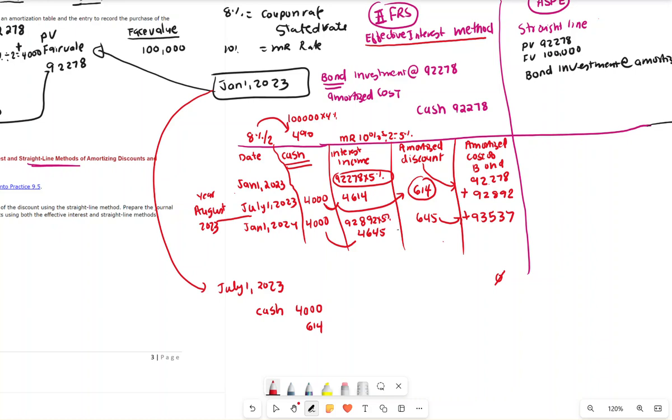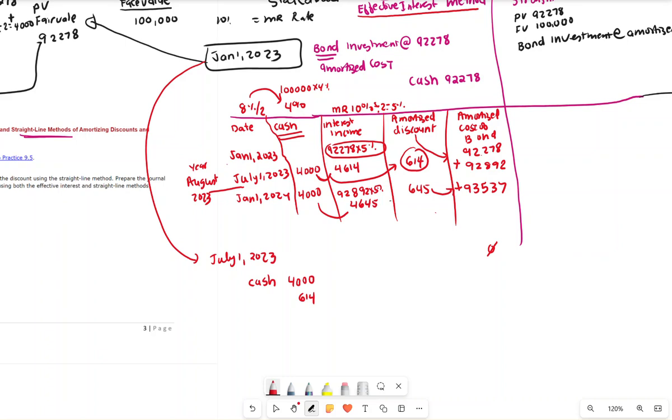Now bond is recorded at a present value. If you look at the amortized amount, needs to be increased to 100,000. So I will also have to debit bond investment at amortized cost, and that is my 614. And then what I'm going to credit, my credit will be my interest income.